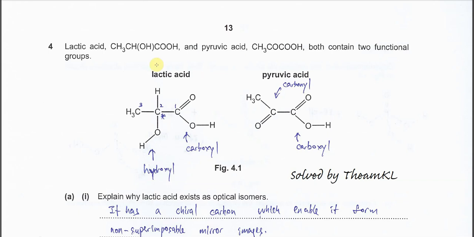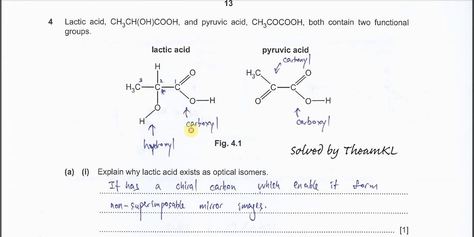Question 4. Lactic acid and pyruvic acid both contain two functional groups. For lactic acid, we know that it has a carboxyl group and a hydroxyl group. So these two functional groups. And for pyruvic acid, it has the carbonyl group and the carboxyl group. So these two. Okay, these are the functional groups in there.